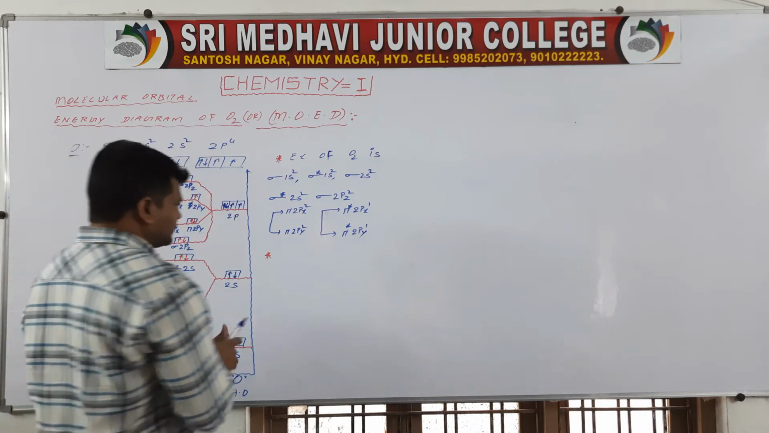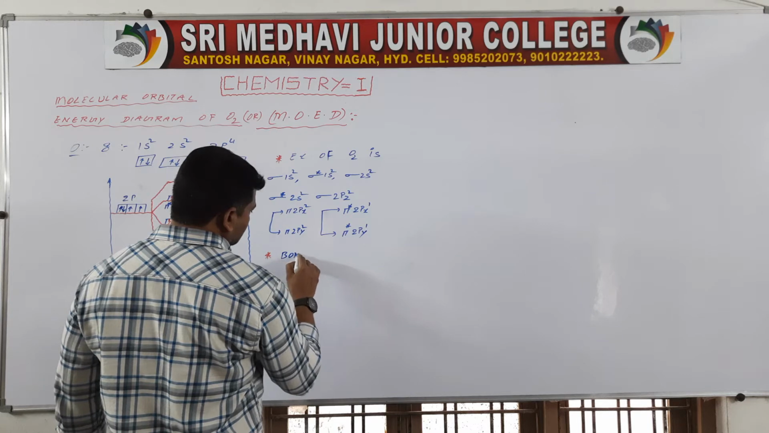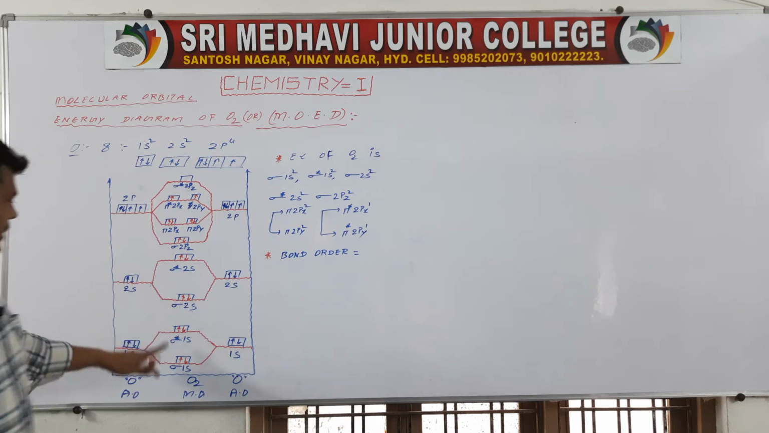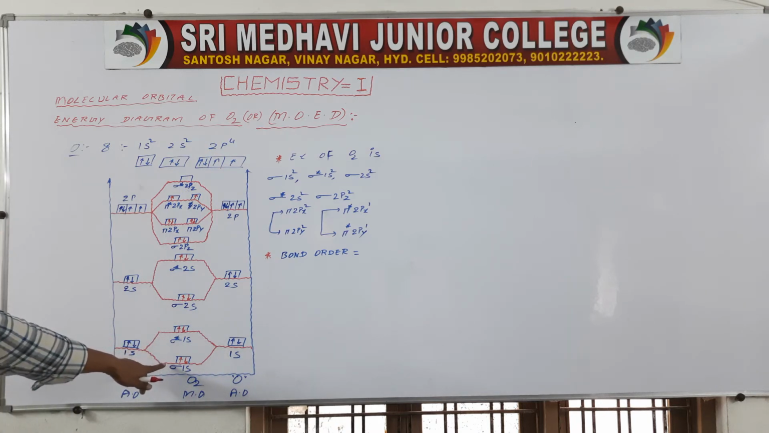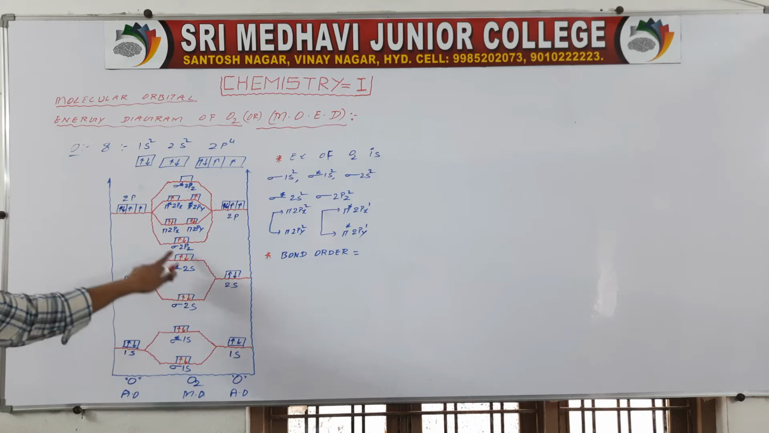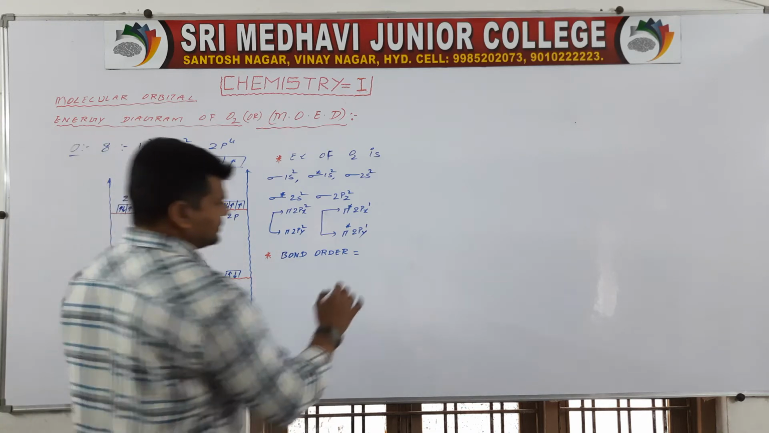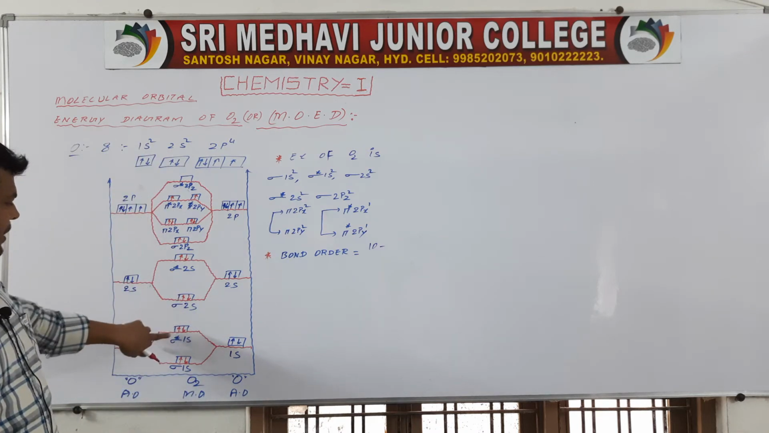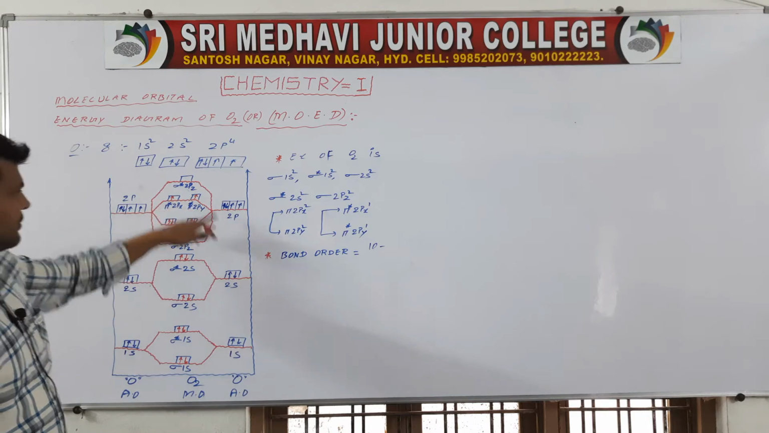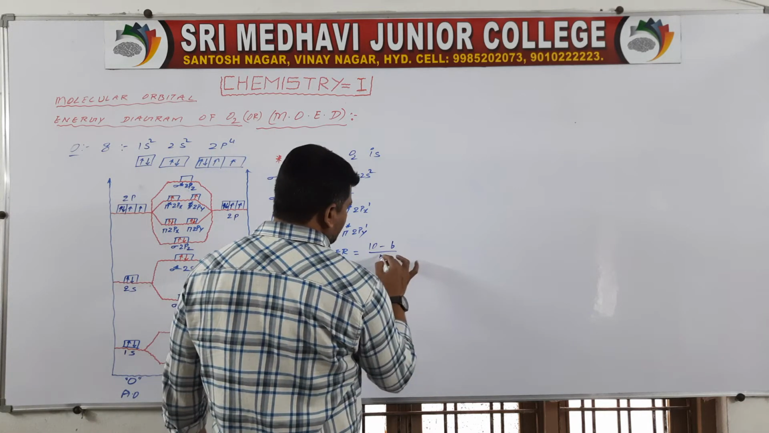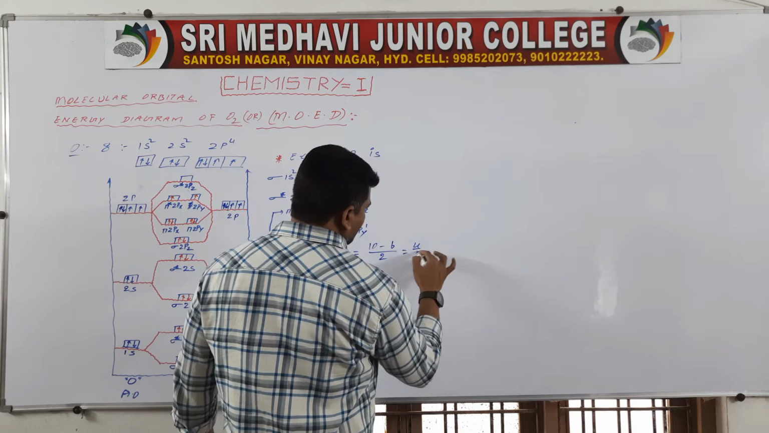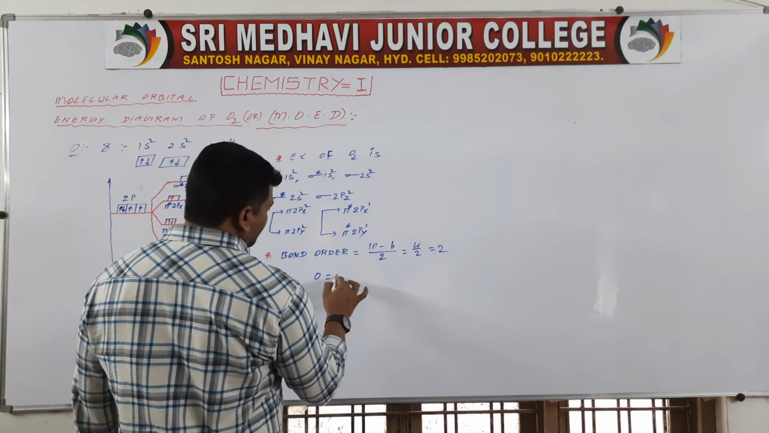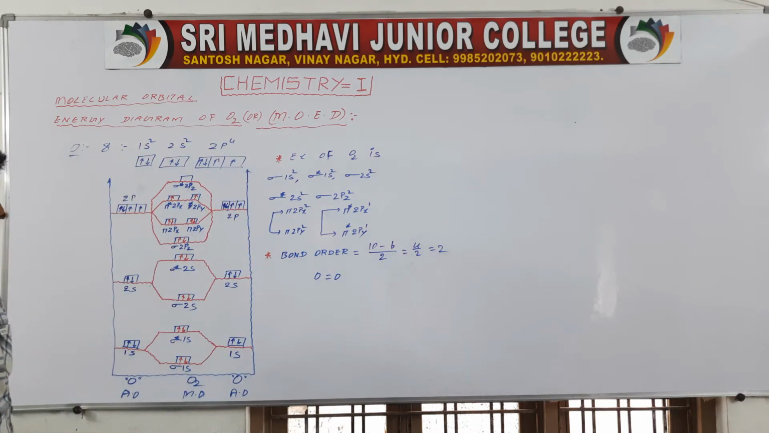Next, bond order. Bond order equals the number of electrons present in bonding molecular orbitals, 1, 2, 3, 4, 5, 6, 7, 8, 9, 10, minus anti-bonding, 1, 2, 3, 4, 5, 6, divided by 2. That is 10 minus 6 by 2, it is 4 by 2, it is 2. So between the oxygens a double bond is present.